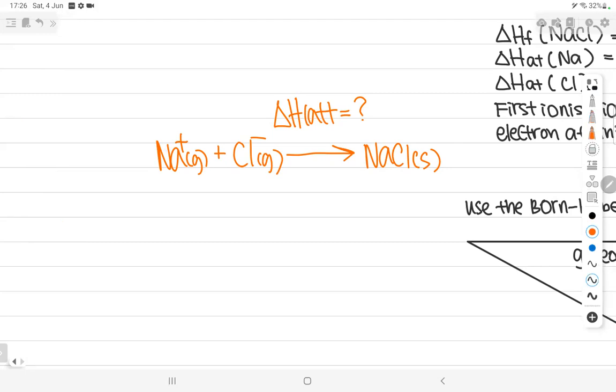We have sodium. Where do you get the sodium from? Naturally, in its most natural form, sodium exists as a metal, and metal is in a solid form. What about chlorine? Naturally, chlorine is not like this. Naturally, chlorine exists as Cl2, and naturally chlorine is a gas. So these two are called the elements. This is sodium in its most natural form, and this is chlorine in its most natural form.